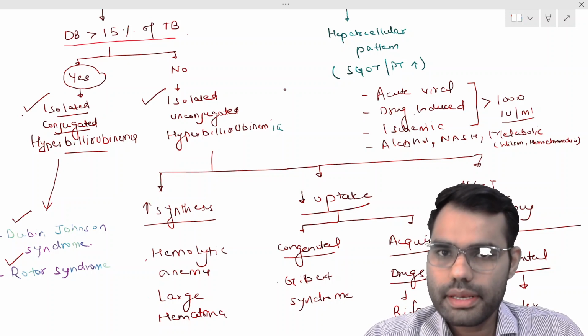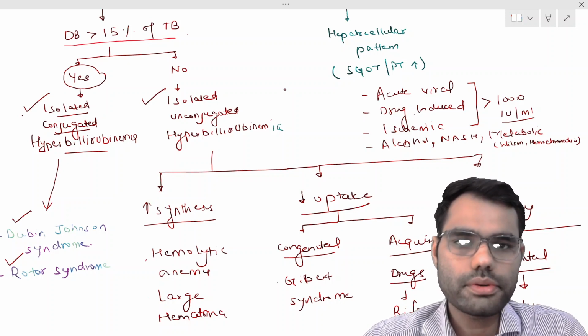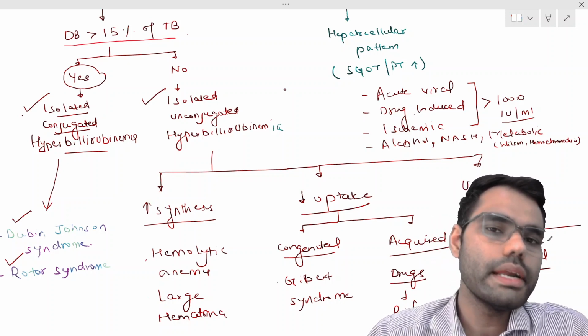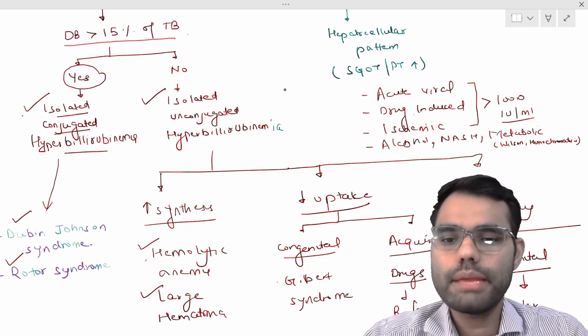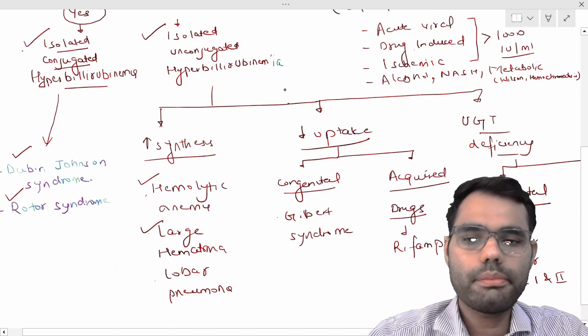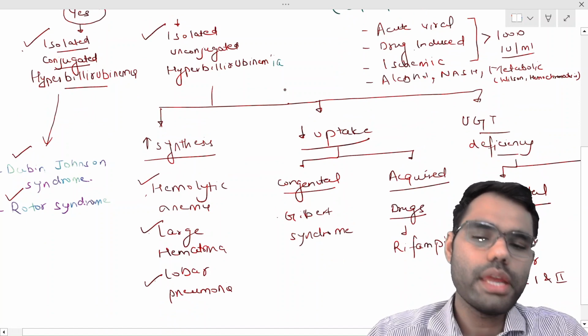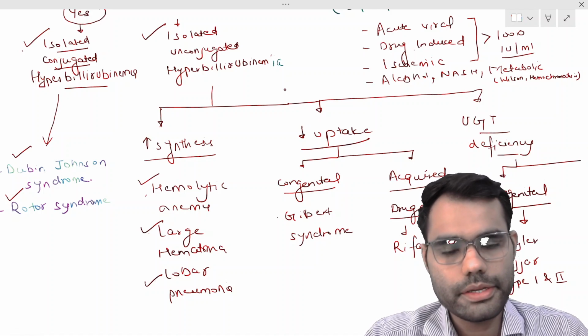So that could happen if there is increased synthesis of unconjugated bilirubin, so an increased load is being presented to the liver and therefore the liver is not able to conjugate it entirely. That can happen in cases of hemolytic anemia, a large hematoma or a lobar pneumonia, because all of these conditions would have increased RBCs that would undergo hemolysis and therefore increase production of unconjugated bilirubin, right?